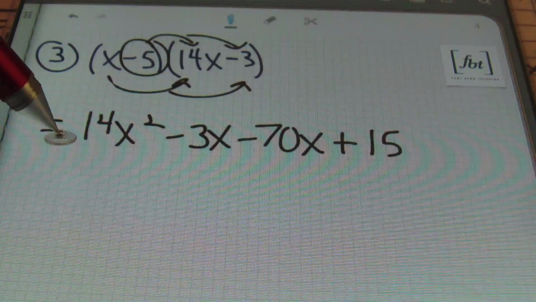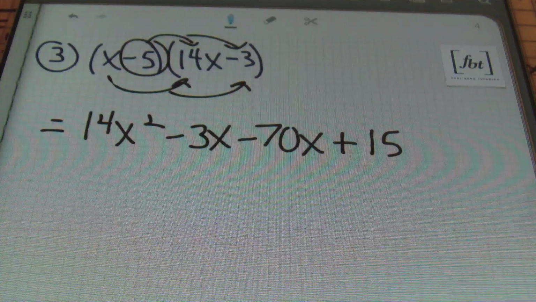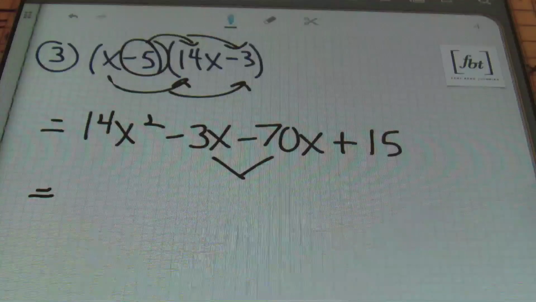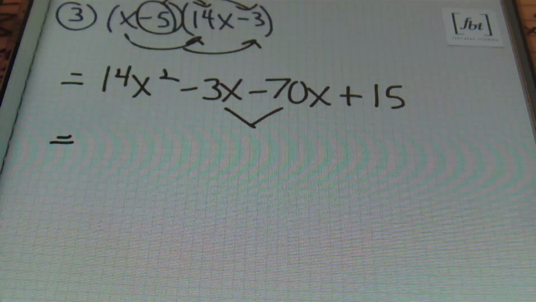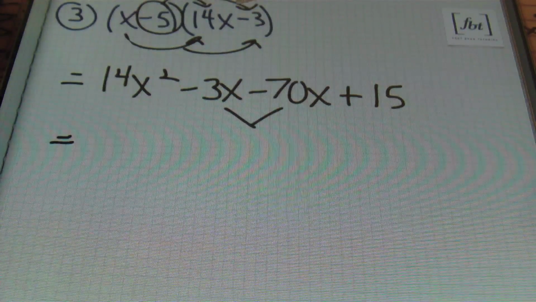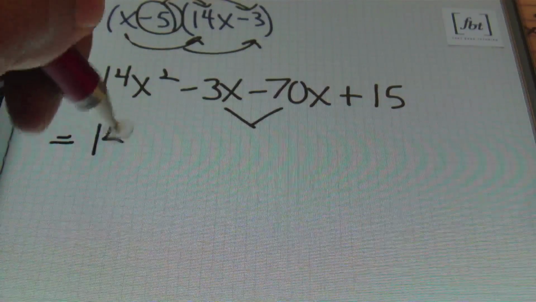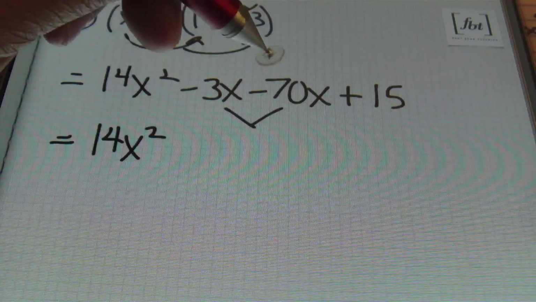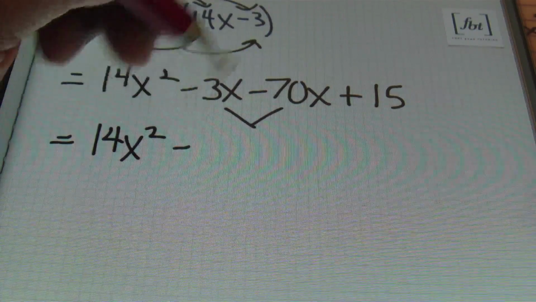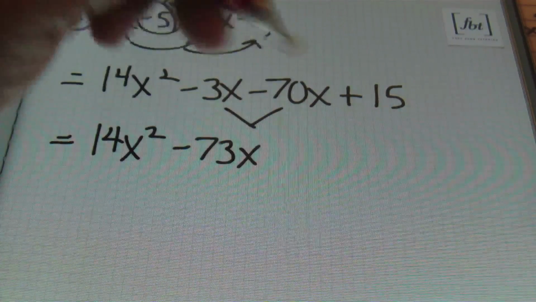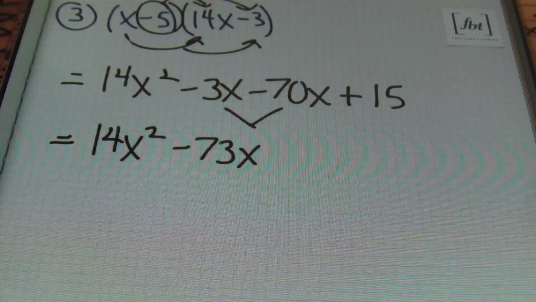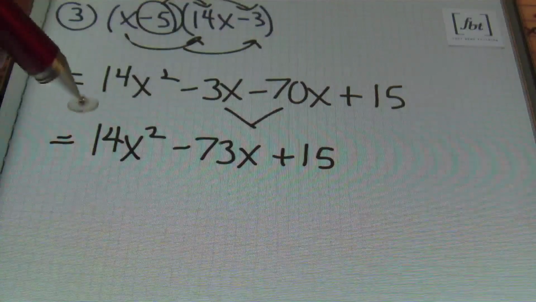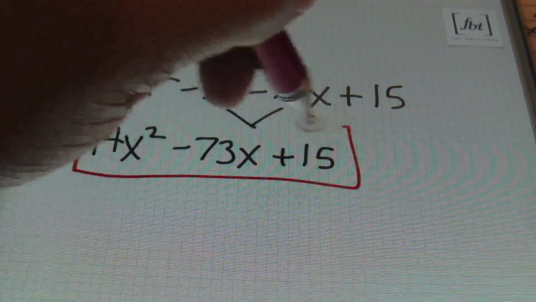Once we finish distributing, remember your next thing to do is to combine like terms. That's right. So look for any terms that can be added or subtracted together. So we do have our middle terms negative 3x and negative 70x, which can be combined. So I'll be bringing down this 14x squared here. And see, like signs you add, and you keep the sign of the biggest term. So I'm going to bring down a negative 73x. Remember, like signs add, unlike signs subtract. Always keep the sign of the largest number. Then I'll be bringing down that positive 15. All right, and that's the answer. Let's put a box around that.